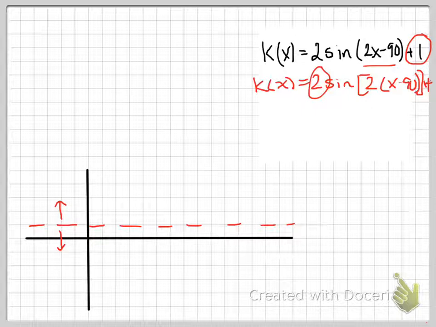This x minus 90 should really be x minus 45. I hope somebody caught that, because when I factor out 2 out of 90, I'm left with 45. Okay.